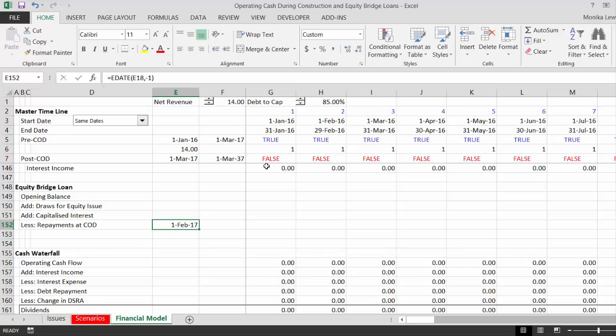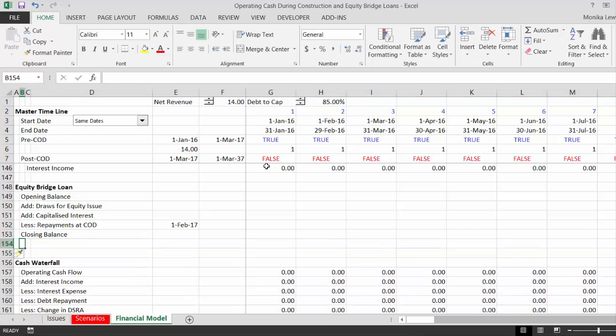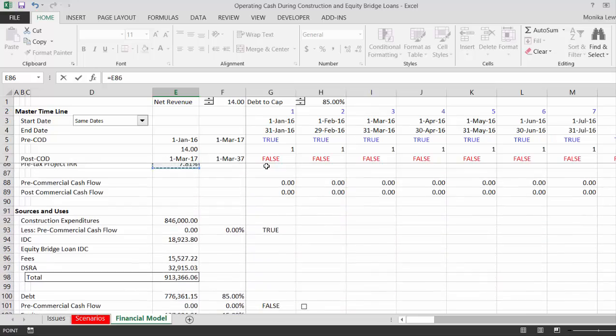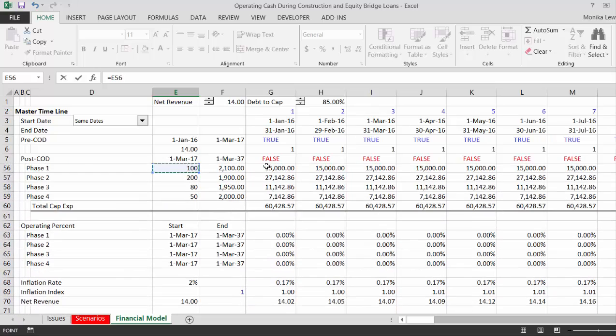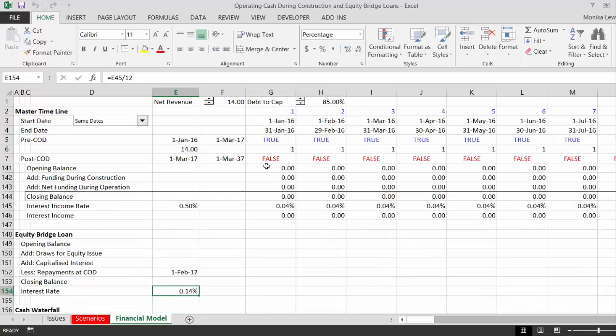Now we'll make the repayments right before the COD. Okay, and then we'll put a closing balance. And then we put interest rate, which is a much lower interest rate for 2 reasons. It's got the parent guarantee, and we don't have to do some silly interest rate swap, you know. It seems to be a complaint of a lot of people. So this is per month 0.14.